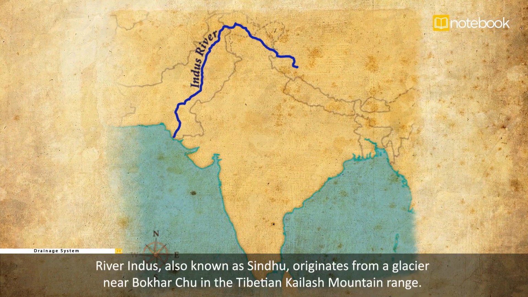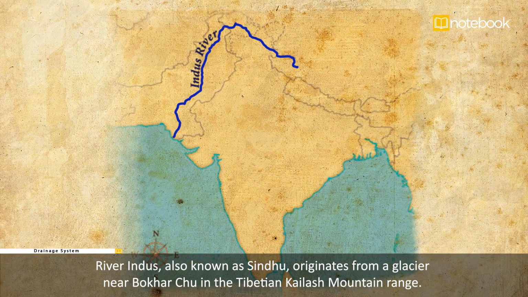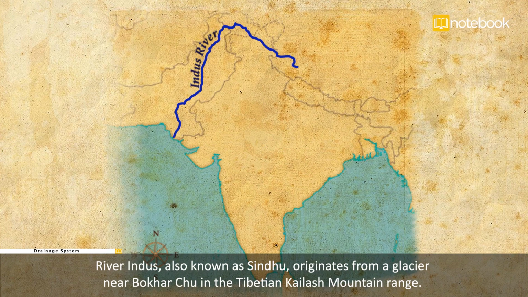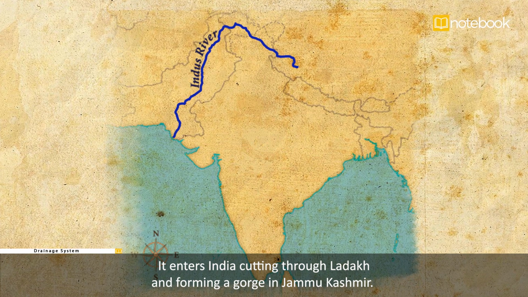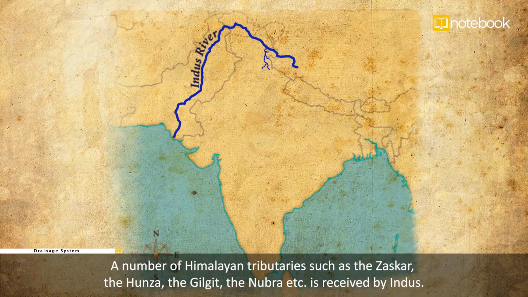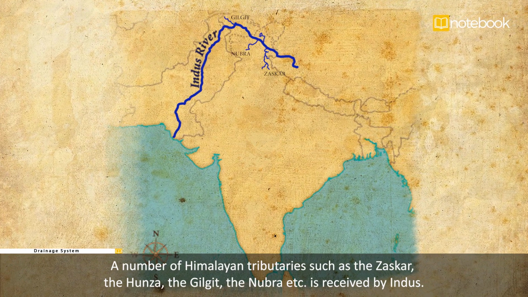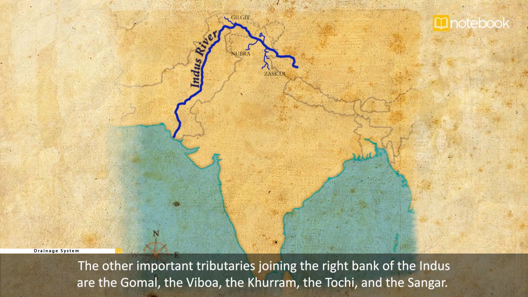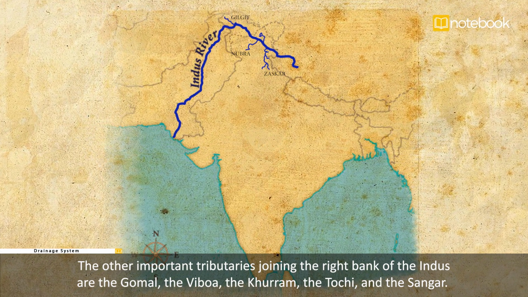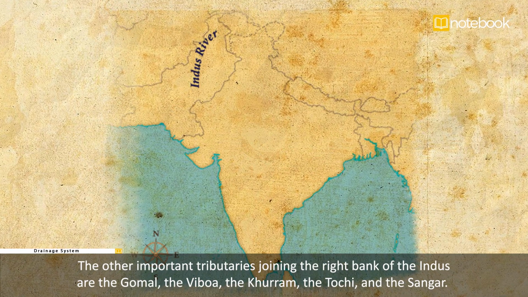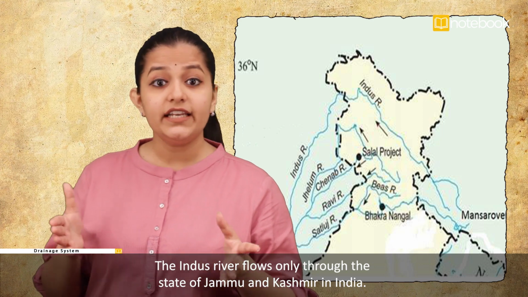The Indus system. River Indus, also known as Sindhu, originates from a glacier near Bokhar Chu in the Tibetan Kailash mountain range. It enters India cutting through Ladakh and forming a gorge in Jammu and Kashmir. A number of Himalayan tributaries such as the Zaskar, the Hunza, the Gilgit, the Nubra, etc. are received by the Indus. The other important tributaries joining the right bank of the Indus are the Gomal, the Kabul, the Khurram, the Tochi and the Gilgit. The Indus River flows only through the state of Jammu and Kashmir in India.